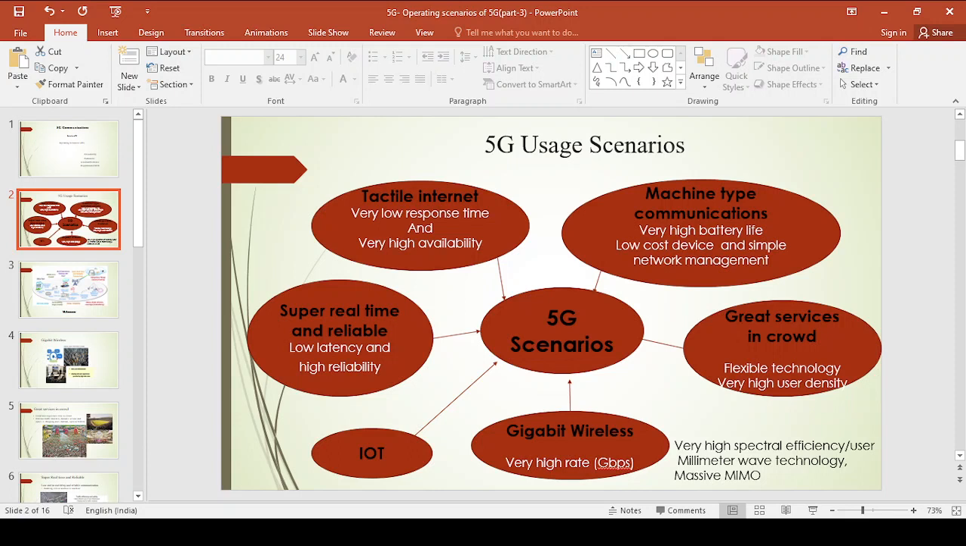Next usage scenario we have is gigabit wireless. This particular usage scenario we use where we require a high data rate, like we have millimeter wave technology, massive MIMO. These are the places where we are using gigabit wireless. And next we have internet of things, as you already know what is IoT. And the next usage scenario is super real time and reliable. That means it should provide low latency and high reliability. These are the different usage scenarios of 5G.